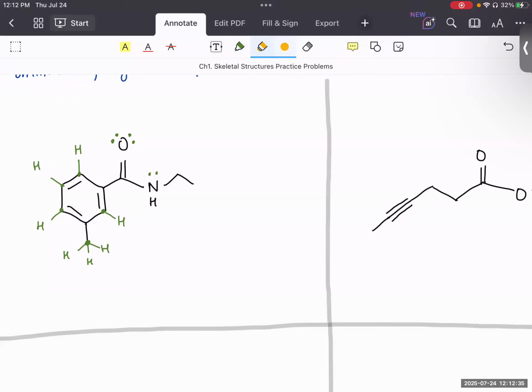All right, next we can take a look at this highlighted carbon. And so here we can also see that this carbon already has 4 bonds. So there's nothing that we need to add to that carbon. So we can move on to the next one, which is right here.